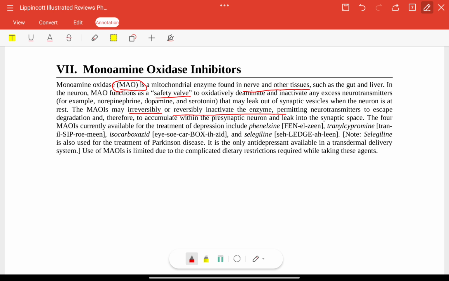The four currently available are phenelzine, tranylcypromine, isocarboxazid, and selegiline. Selegiline is also used to treat Parkinson's disease, as we have seen previously. It is the only antidepressant available as a transdermal delivery system. Okay, selegiline.